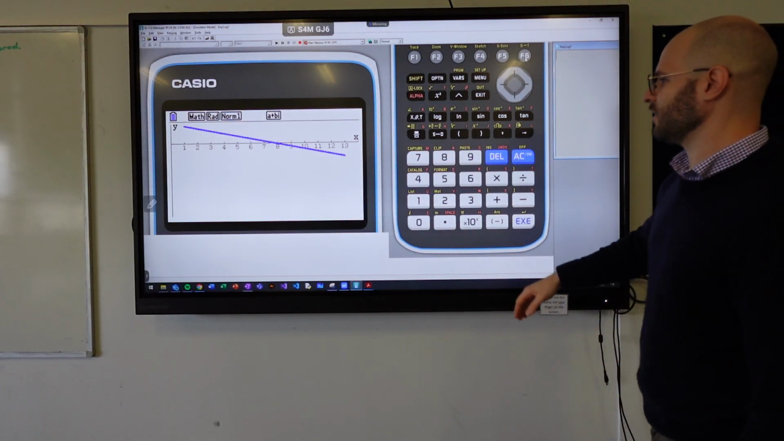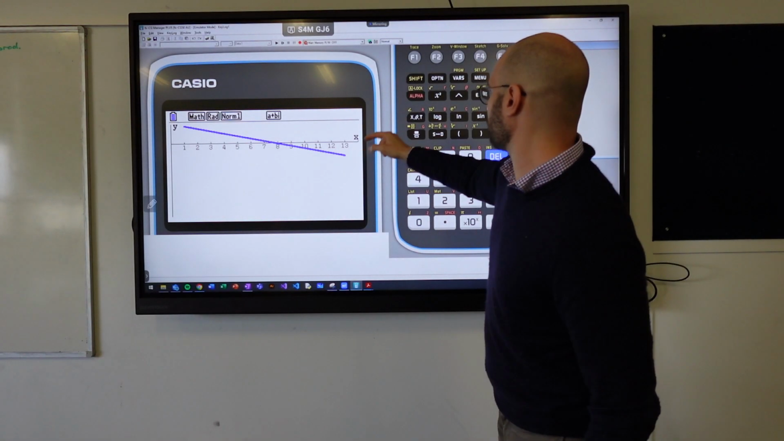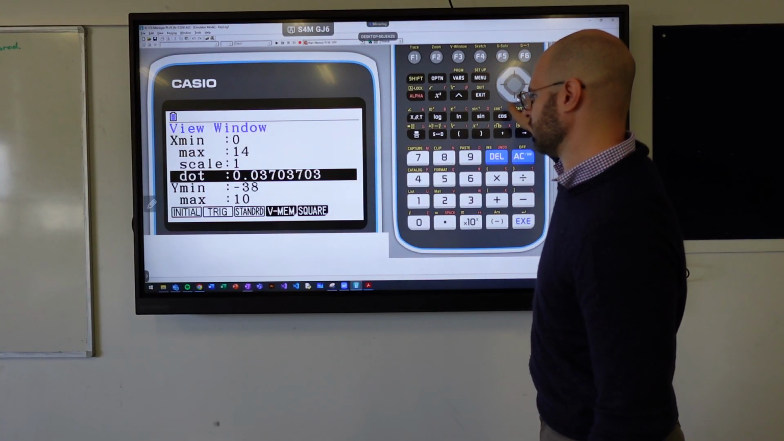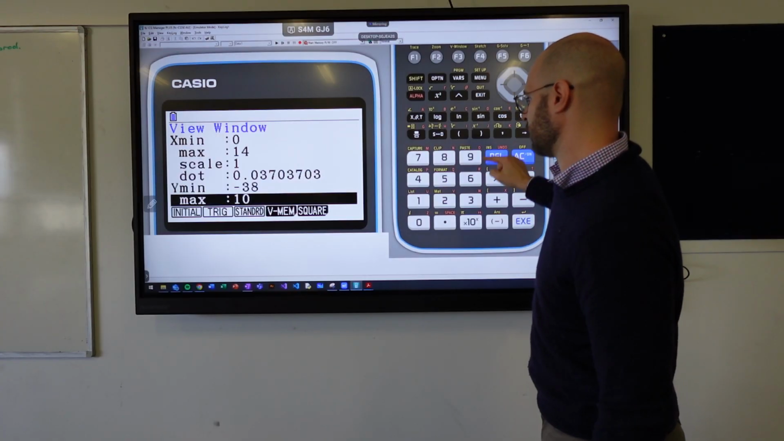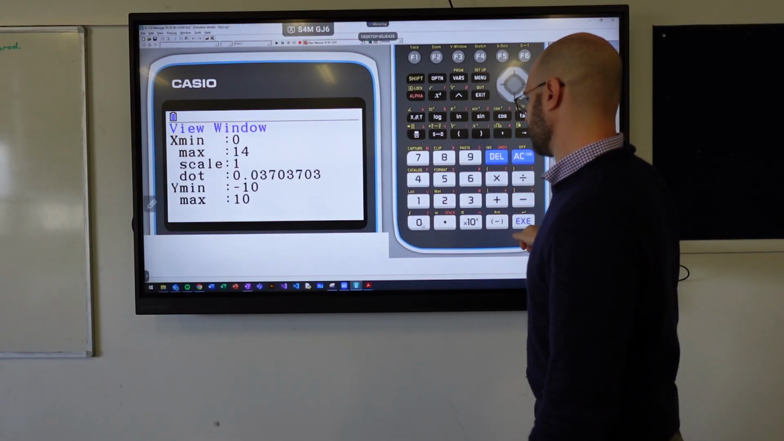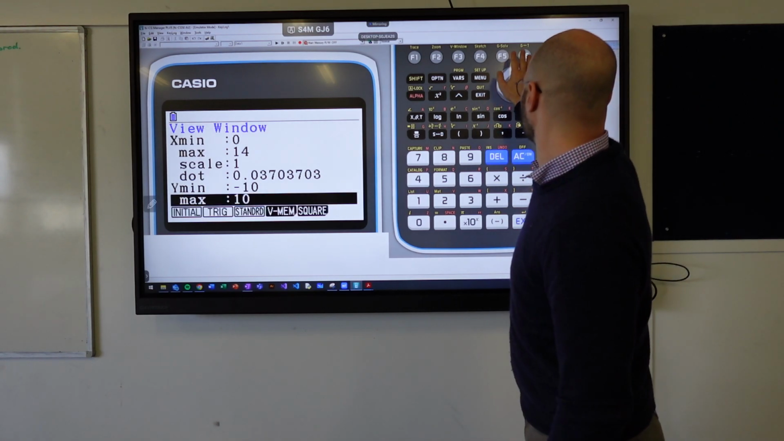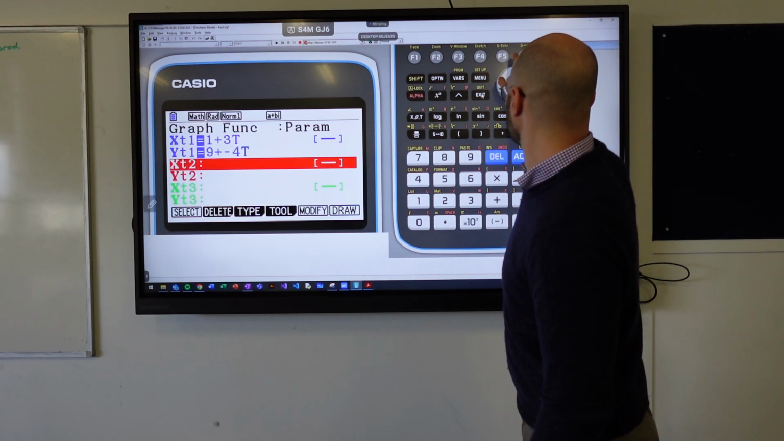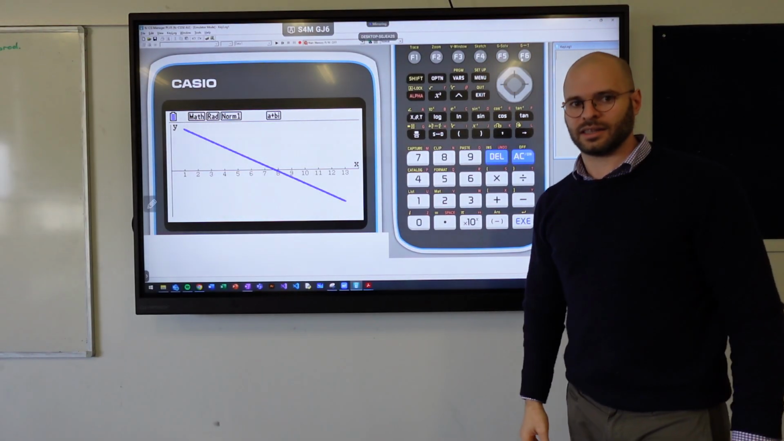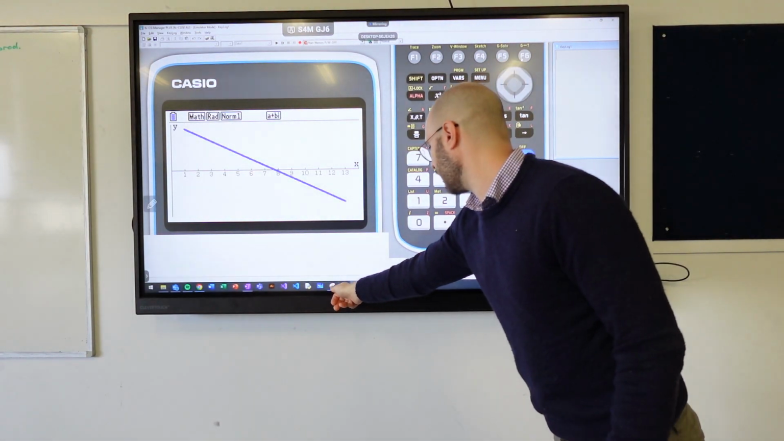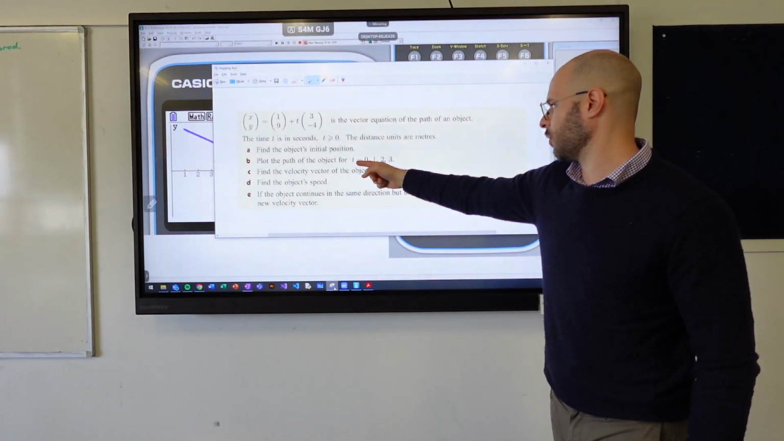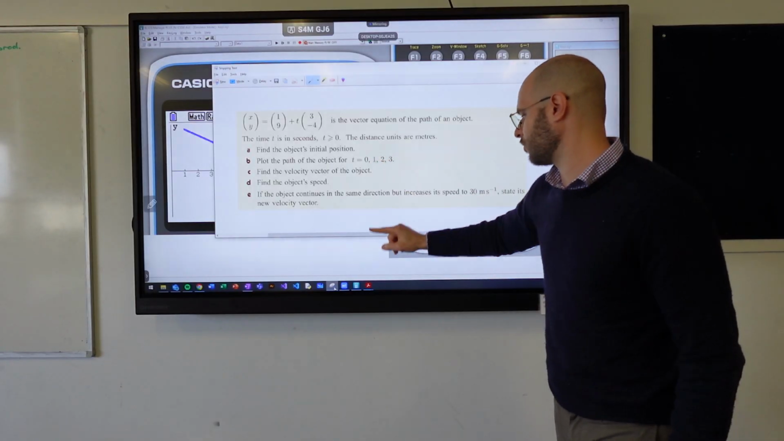Now if you want to change it, notice that you're all the way up here. Let's just change that min to negative 10. Try again. That looks better. Now the question is, we want to be able to pull values away from this. So plot the path for object t equals 0, 1, 2, 3.